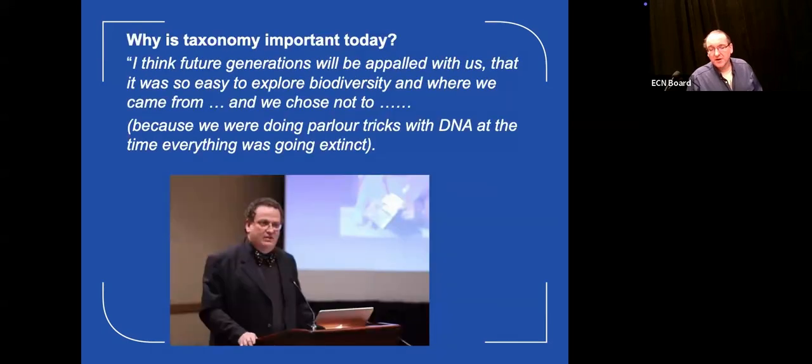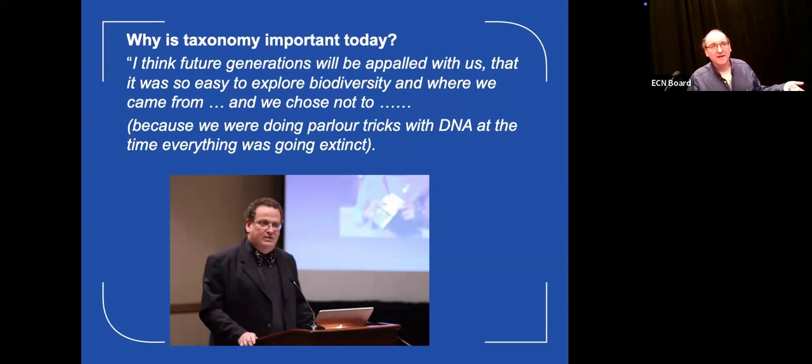Another quote from a great American, Quentin Wheeler, on why taxonomy is important today. He said this in the early 90s: I think future generations will be appalled with us that it was so easy to explore biodiversity and we chose not to. And then he added, rather controversially perhaps, because we were doing parlor tricks with DNA at the time, that everything was going extinct. It is slightly controversial, but 30 years ago in the 1990s, Quentin perhaps saw DNA as something that was going to replace taxonomy, just as the last talk was talking about AI, and that there were some concerns amongst some people that AI is going to replace taxonomists, or that digitization is going to replace taxonomists.